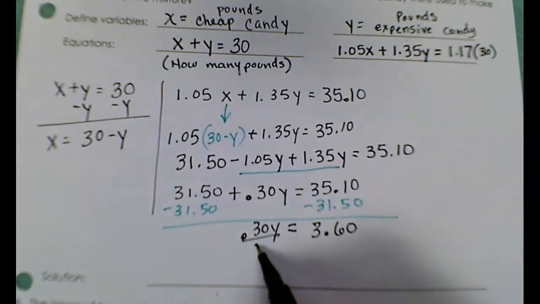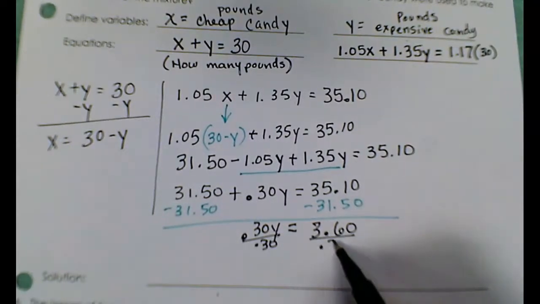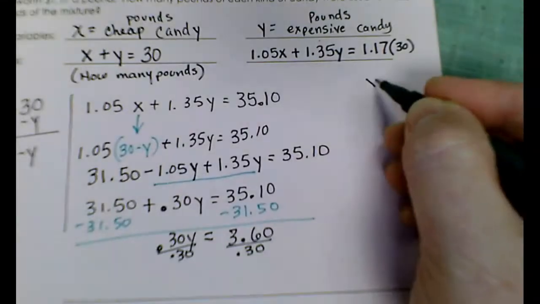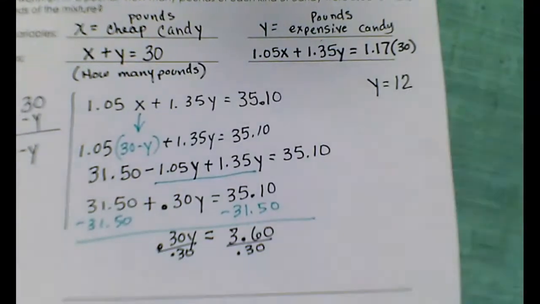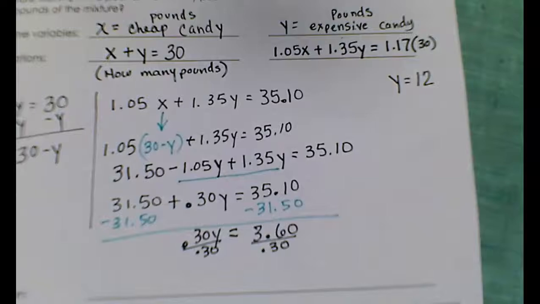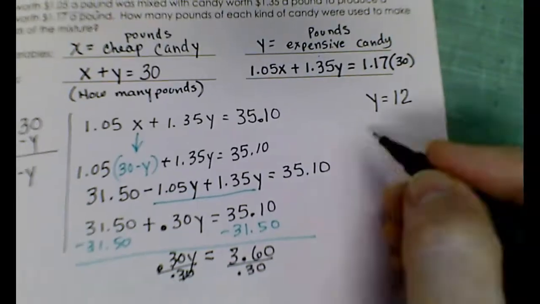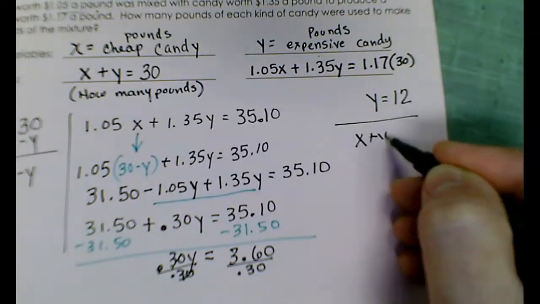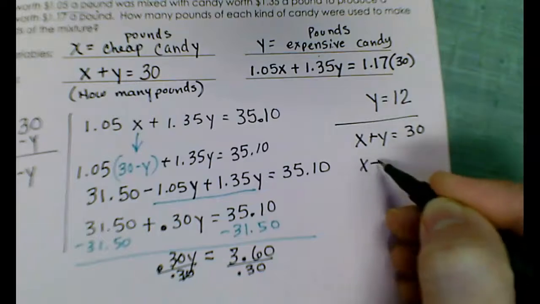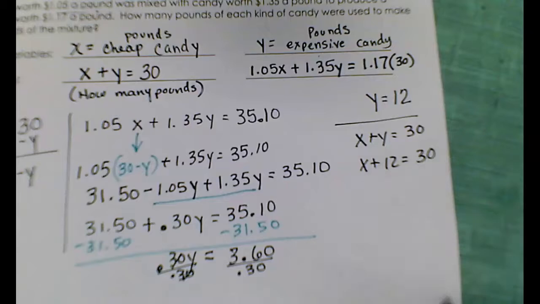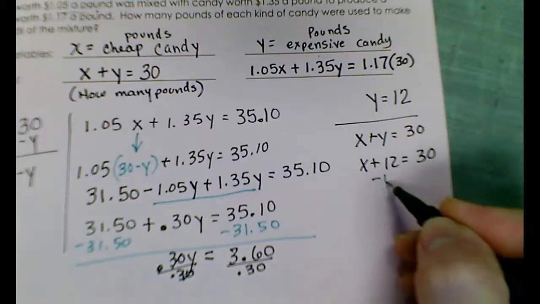Last step. Y is equal to 12. That's what you get when you divide that. 3 will go into 36 12 times. And then x plus y equals 30. Did it say find both? How many pounds of each kind? Yes, we have to find both kinds.